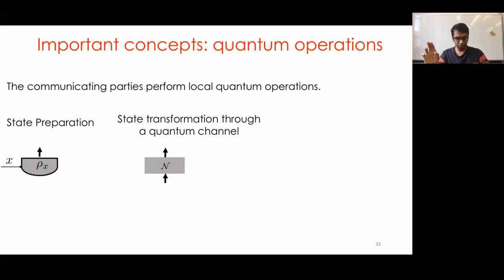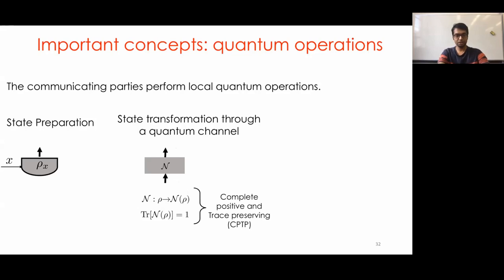Note that there are two possible constraints in this type of operation. First of all, the quantum channel should produce a valid quantum state at the output, so the positivity should be maintained. And the next one is that this channel should be deterministic. Mathematically, the trace of the output is one. These two constraints together are known as the completely positive and trace preserving conditions, CPTP.